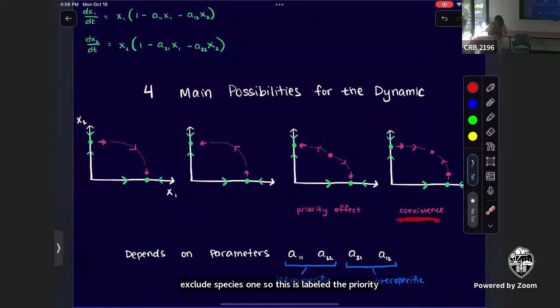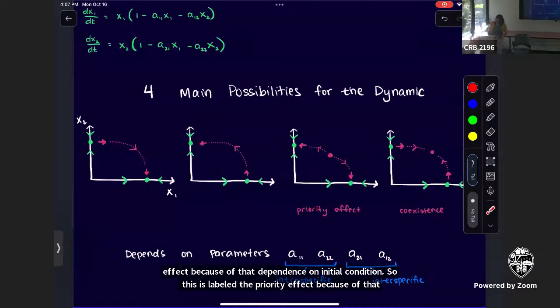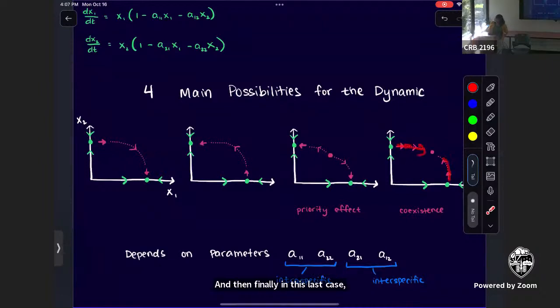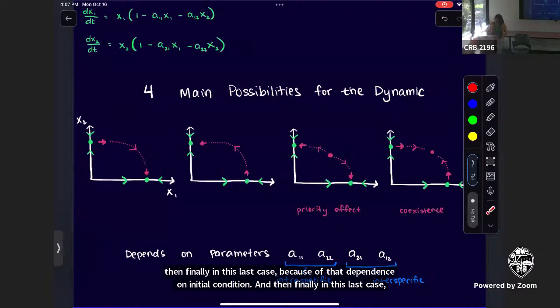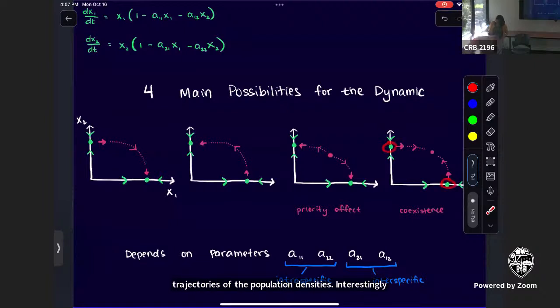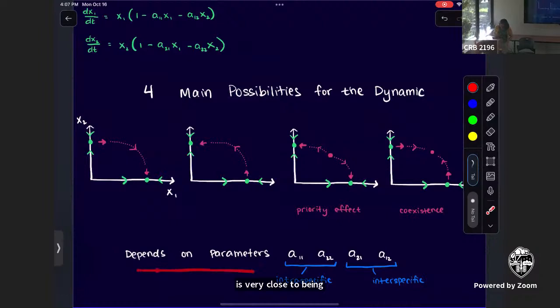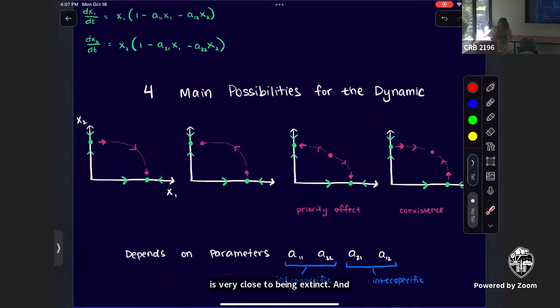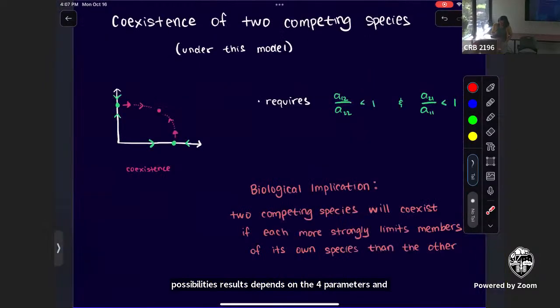And then finally, in this last case, you have the case of coexistence, right? Again, the flows here describe the pattern of the trajectories of the population densities. Interestingly, in this case, you can fully characterize this by what's happening on the boundary of the dynamics, when roughly one species is very close to being extinct. Which of these 4 possibilities results depends on the 4 parameters and their relationships. And so we can begin to understand what enables coexistence by looking at the requirements on the parameters that allow for that last case there.